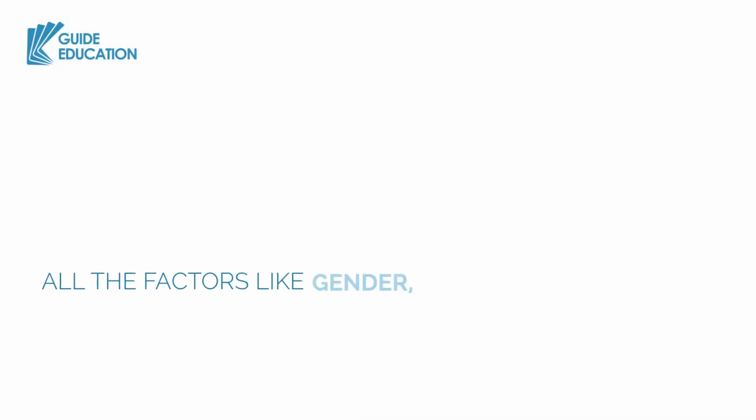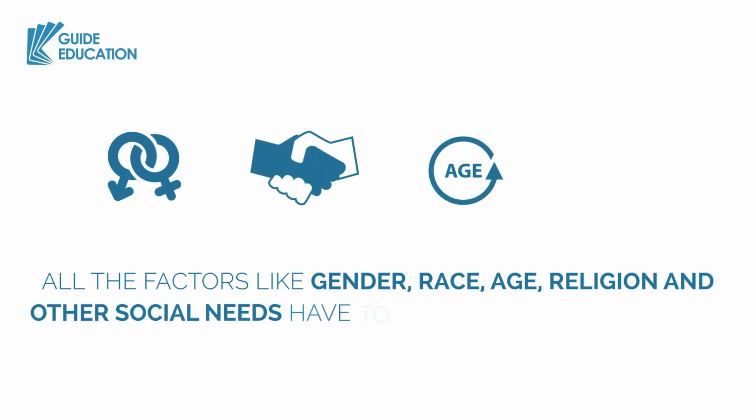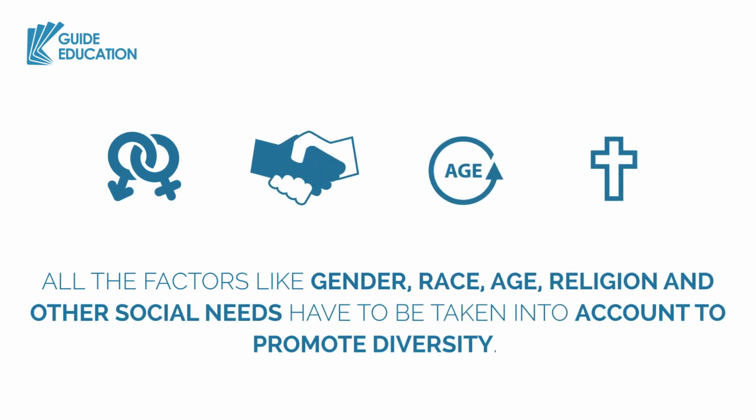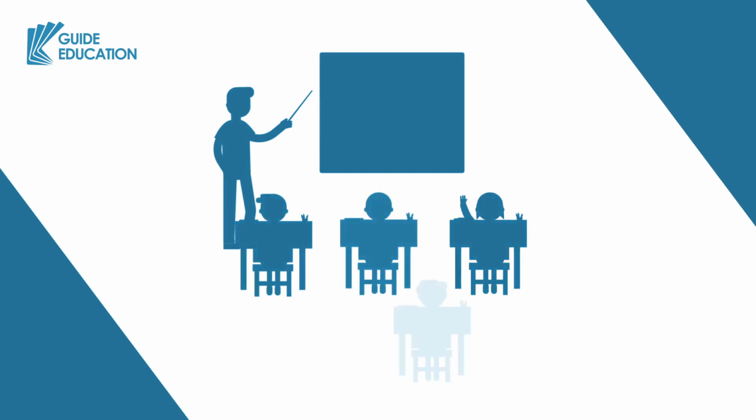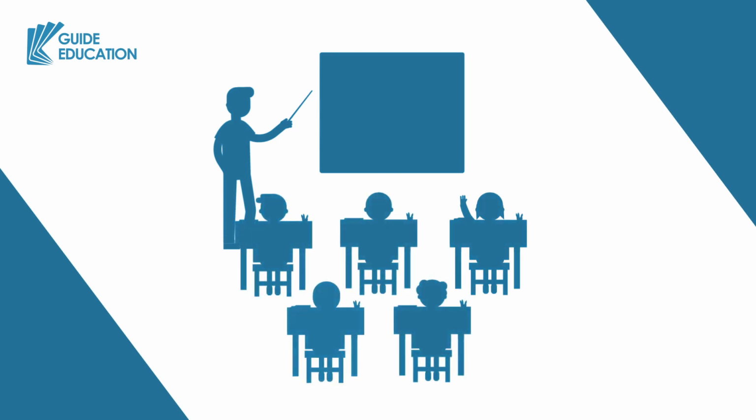All of the factors previously mentioned, like gender, race, age, religion, and other social needs, have to be taken into account to promote diversity. All learners should be given equal rights to participate in all activities of learning, regardless of age, sex, religion, and race.